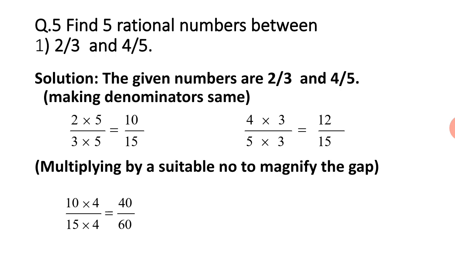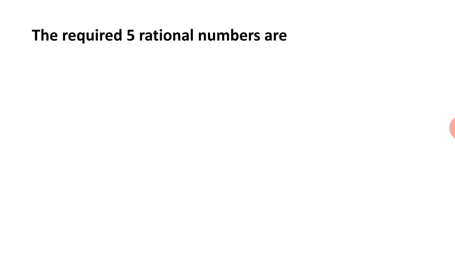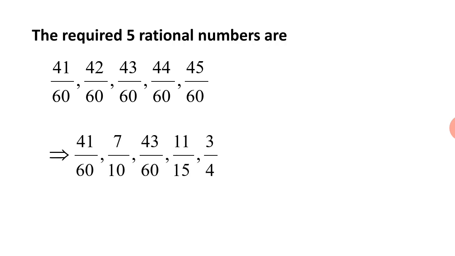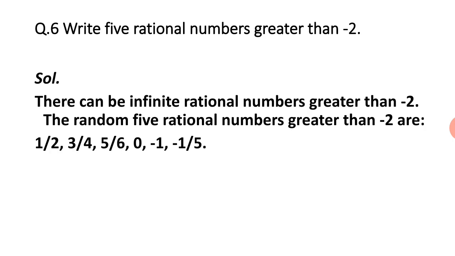Here, though I have selected 4 and we got the new numbers to be 40 upon 60, 48 upon 60, it is your choice. Preferably, you can multiply by 10 also. Multiplications become easy and they are mathematically correct also. And select any of those 5 rational numbers which are between the new given set of numbers. It's your choice. You can reduce them also.